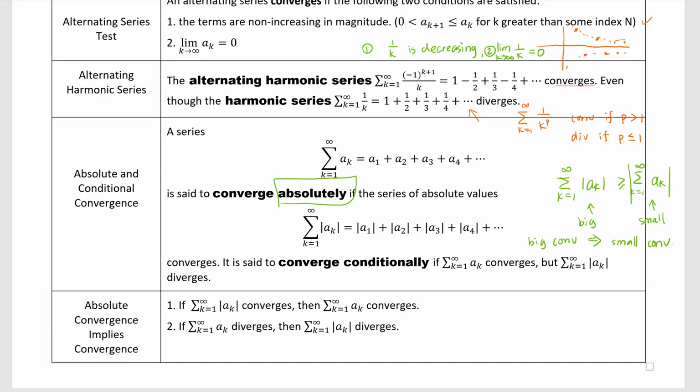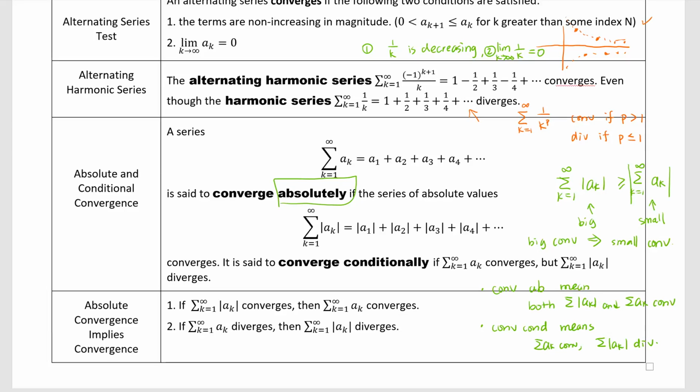Okay, so let me write it here. Converge absolutely means both the series of a sub k and the series of its absolute values converge. And converge conditionally means the series itself converges, but the series of the absolute value of a sub k diverges. So this is like the small guy converges, but the big guy diverges. So far, so good, everybody?